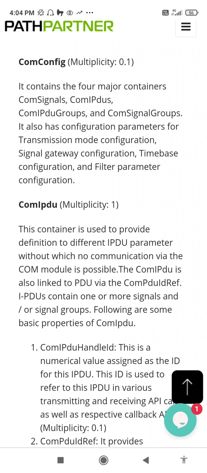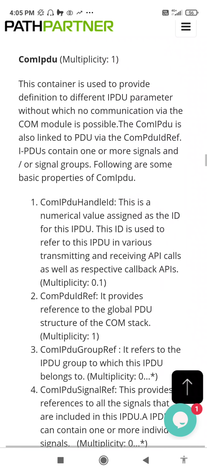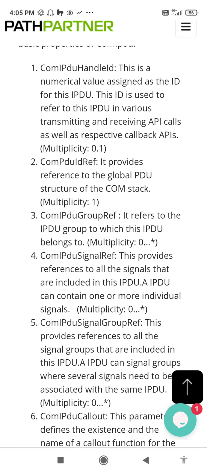IPDUs contain 1 or more signals and/or signal groups. Following are some basic properties of an IPDU. IPDU handle. This is a numerical value assigned as the ID for this IPDU. This ID is used to refer to this IPDU in various transmitting and receiving API calls as well as respective callback APIs. Multiplicity 0..1. PDU. It provides reference to the global PDU structure of the COM stack. Multiplicity 1. IPDU group ref. It refers to the IPDU group to which this IPDU belongs.